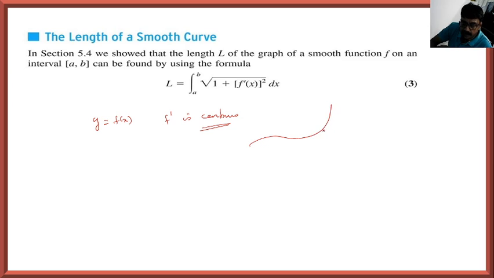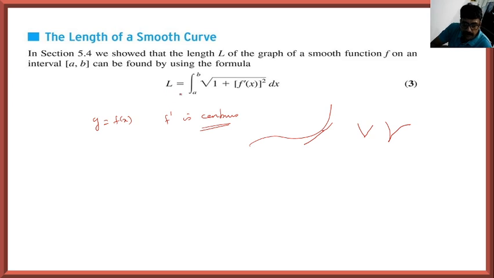Geometrically, for a smooth curve, at every point, a unique tangent can be drawn. So the graph of the function will not have corners like this, or it cannot have a cusp like this. Such a function is called a smooth function, or the corresponding curve is called a smooth curve. So if we are given a smooth curve, how do we find the length of the smooth curve? That is what we discuss in this section.